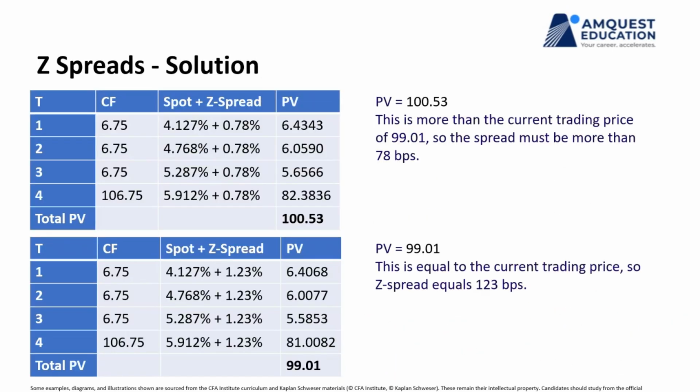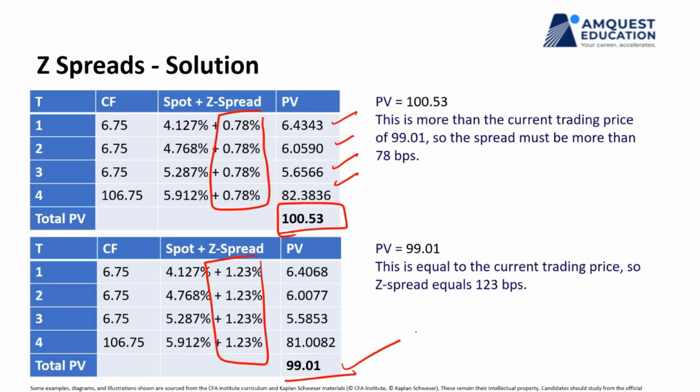Yes, see this. They're adding 0.78 everywhere, discounting. The addition is not 99, but here 1.23 added, that number is 99, which is why this is equal to the trading price. So Z spread equals 123 basis points. You don't have to even solve the third number.